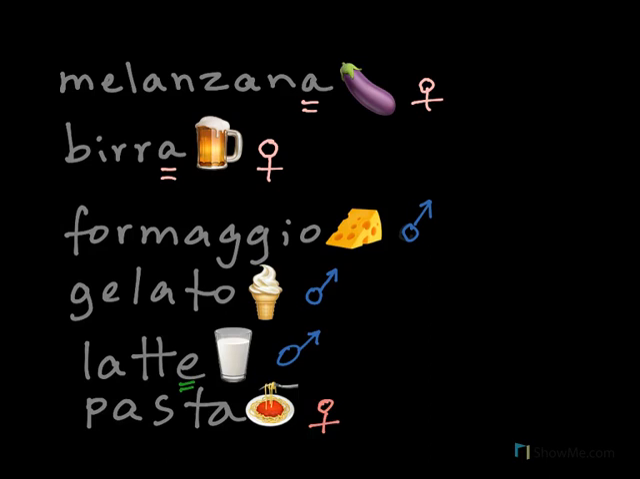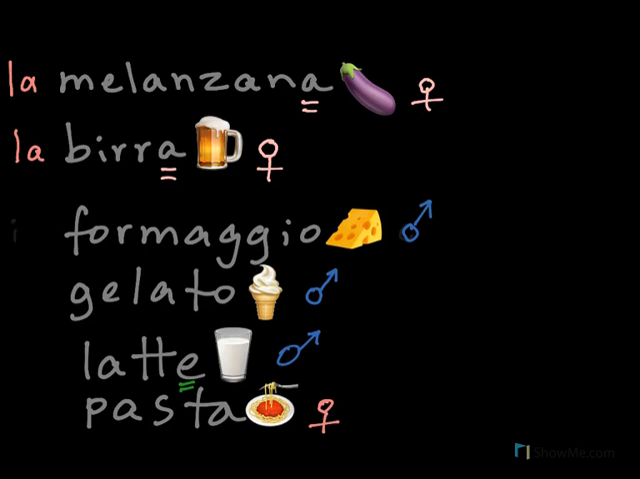So, first of all, could you put the definite articles for them? You go back, you take a look, and you decide. Melanzana. You see that it is a feminine article. So you put here la melanzana. Excellent. La birra, same ending, same gender, same article. La birra. Formaggio, different article, different gender.